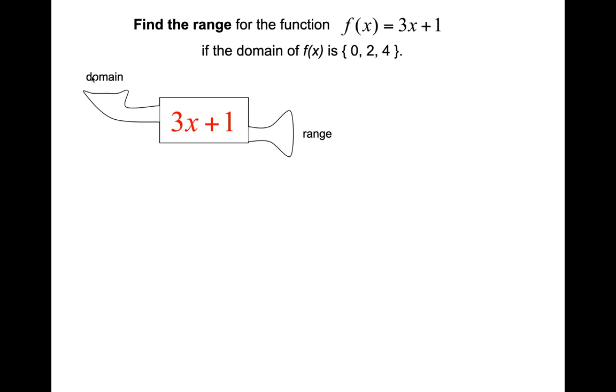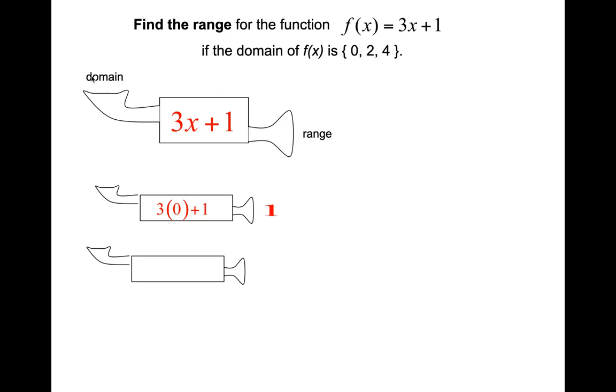And our function rule is 3x plus 1. Means we're going to multiply the x by 3 and then add 1. So let's try it out. I'm going to put 0 into the machine. This is my input. It's going to replace the x with a 0. And the rule says to multiply that by 3. So 3 times 0 is 0, plus 1 equals 1. So when I put 0 into the machine, 1 comes out. Or when I put 0 into the function, 1 comes out.